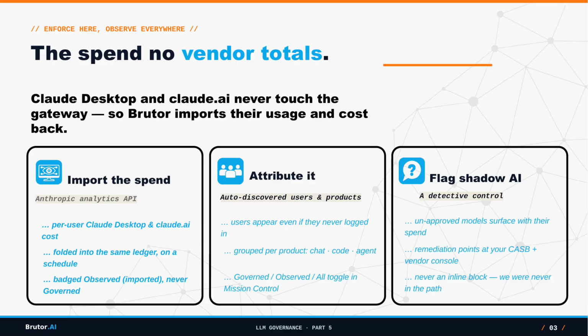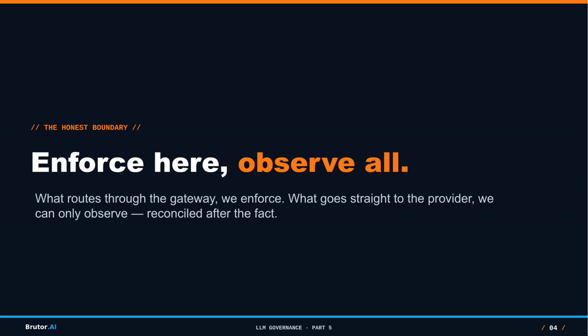So Brutor imports that usage and cost back from each provider's analytics API. We'll demo it with Anthropic. Import the spend, attribute it to auto-discovered users and products, and flag the shadow AI, models nobody approved, surfaced as a detective control. Be honest about the boundary.